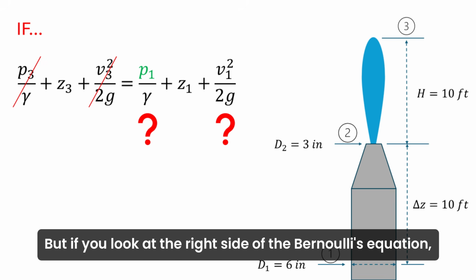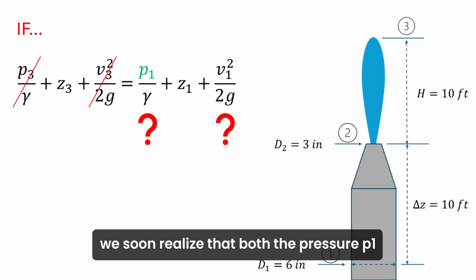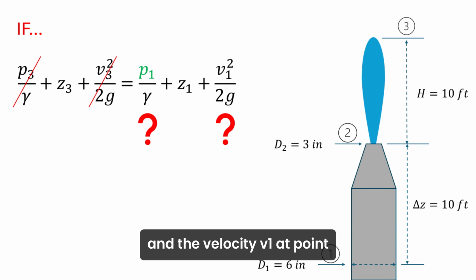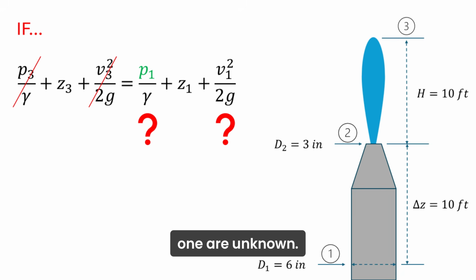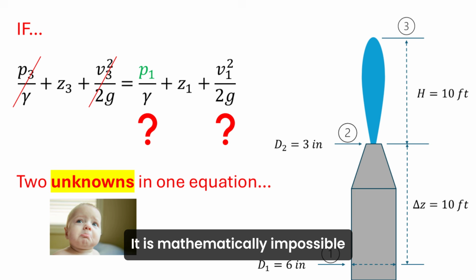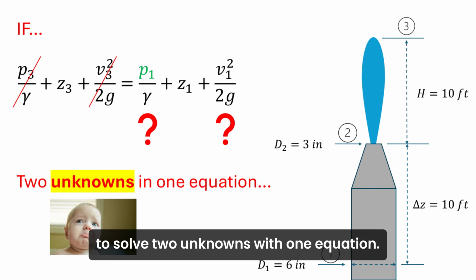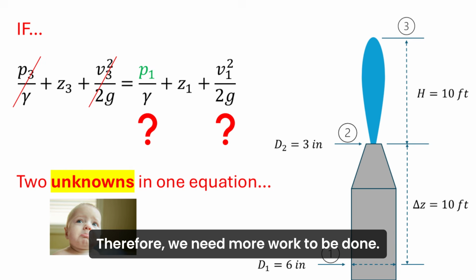But if you look at the right side of Bernoulli's equation, we soon realize that both the pressure P1 and the velocity V1 at point 1 are unknown. It is mathematically impossible to solve two unknowns with one equation. Therefore, we need more work to be done.